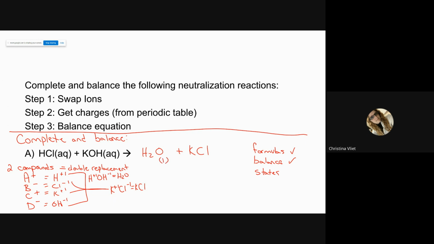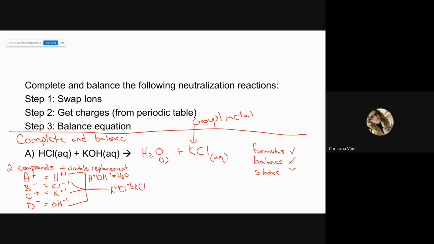KCl. Potassium is a group 1 metal, which means ionic compound. We refer to the solubility rules. If I've got a group 1 metal, what does that always mean? Always AQ. Always AQ. So really, a neutralization reaction where we neutralize an acid with a base is just one example of a double replacement reaction.